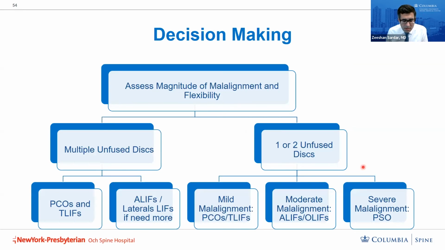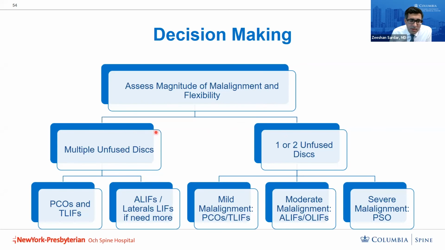And so this is kind of how I decide what to do for these patients. Obviously you go by what their problem is and if they have a malalignment or not, and if it's mainly back pain or radicular pain. But after that, I do try to assess the magnitude of the deformity and how flexible these patients are. And then it's important to see how many of those discs they have left, how many are unfused or how many are fused.